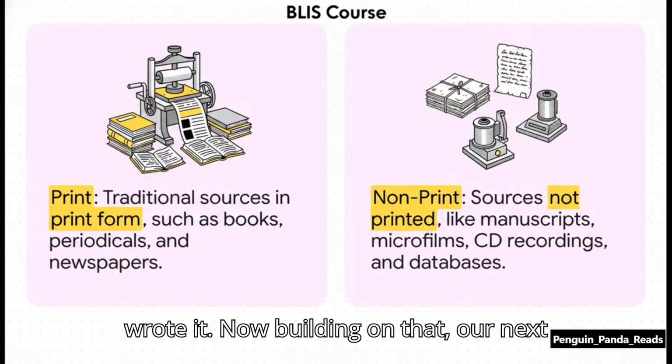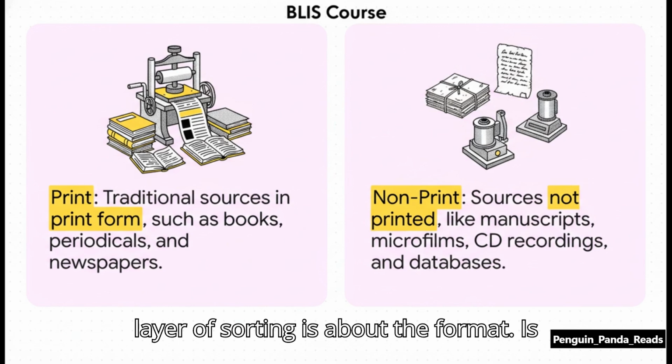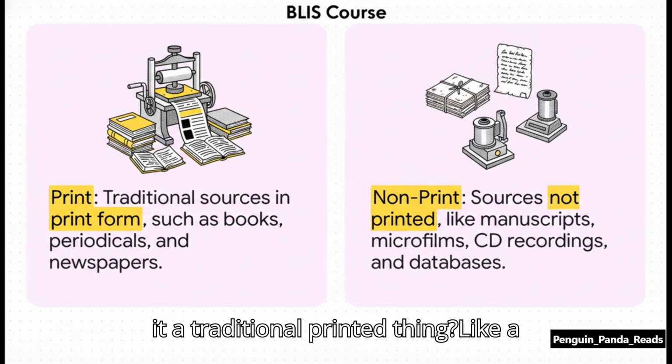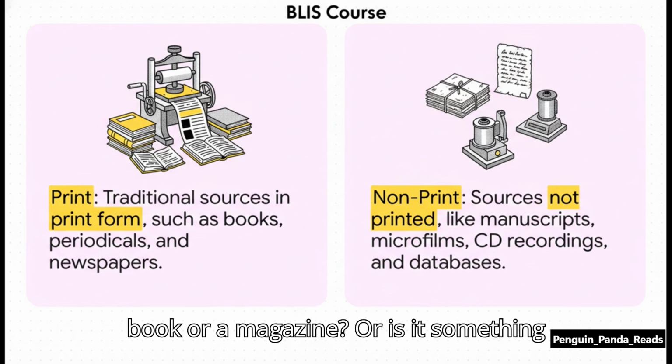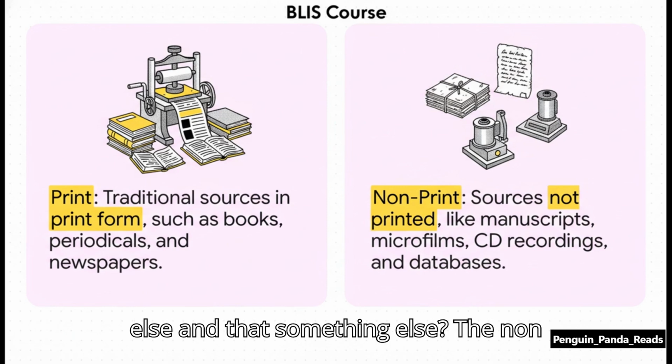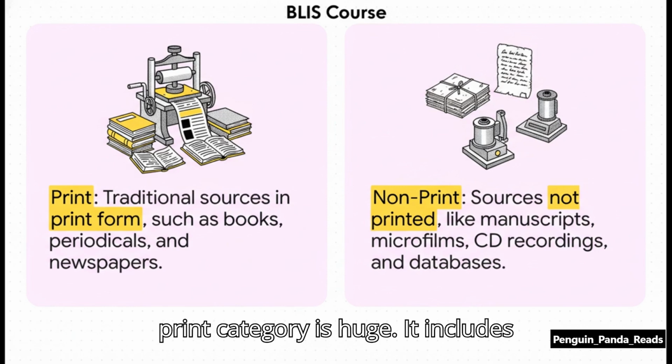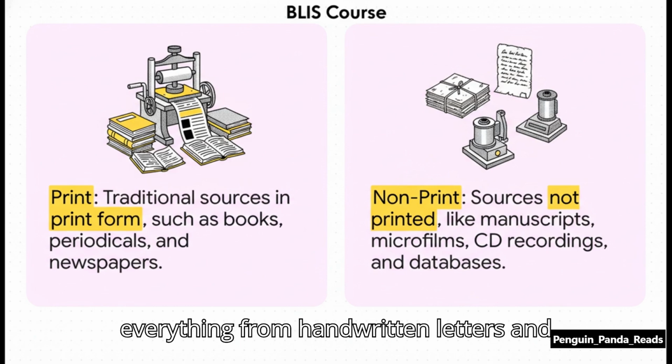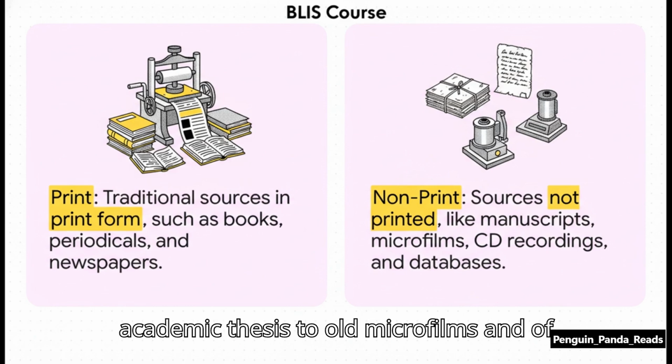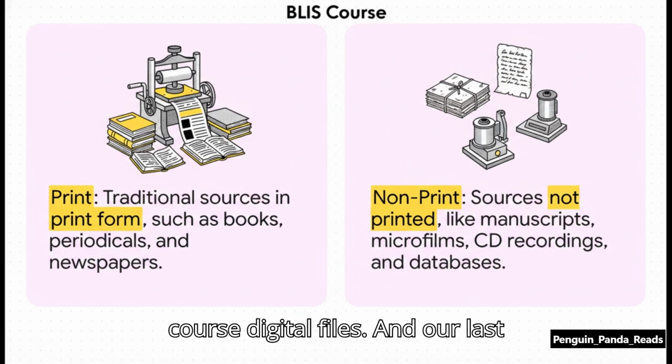Now, building on that, our next layer of sorting is about the format. Is it a traditional printed thing, like a book or a magazine, or is it something else? And that something else, the non-print category, is huge. It includes everything from handwritten letters and academic theses to old microfilms and, of course, digital files.